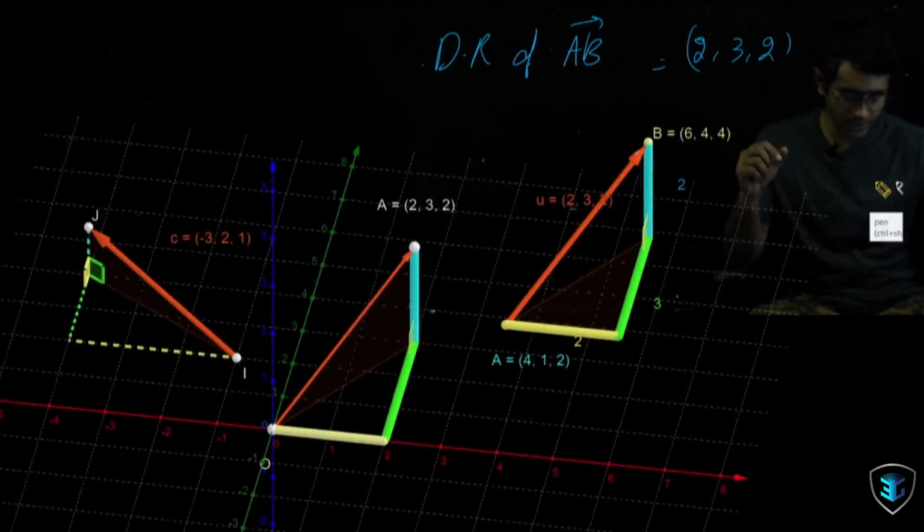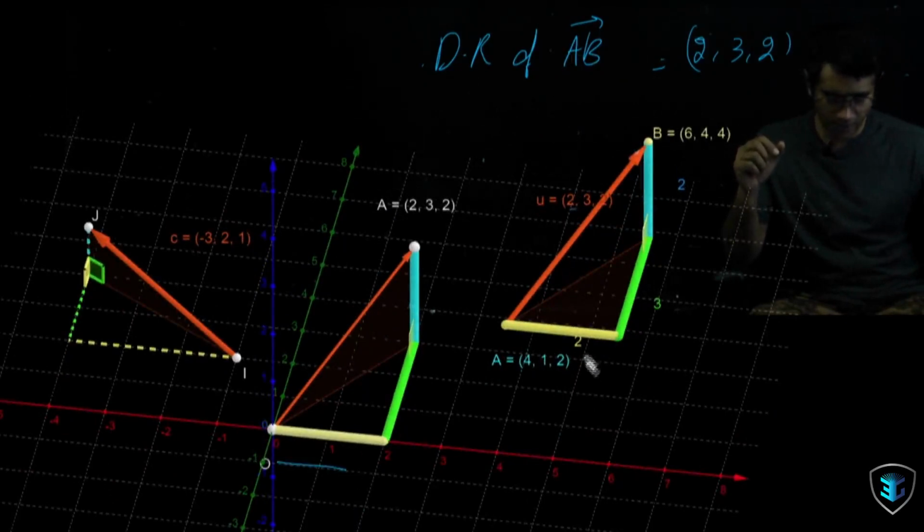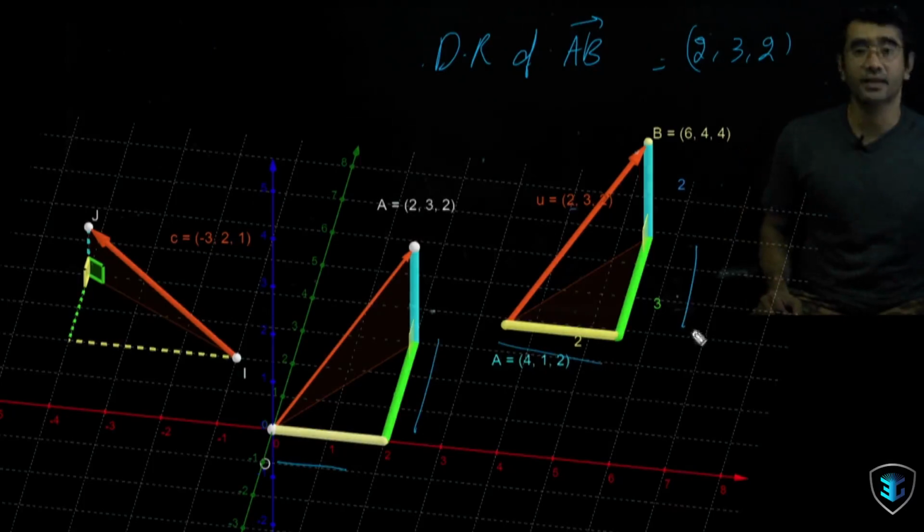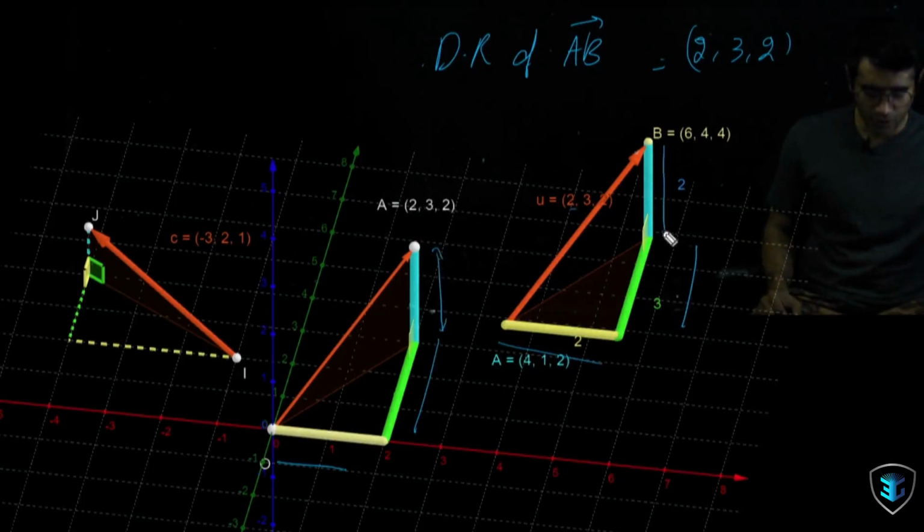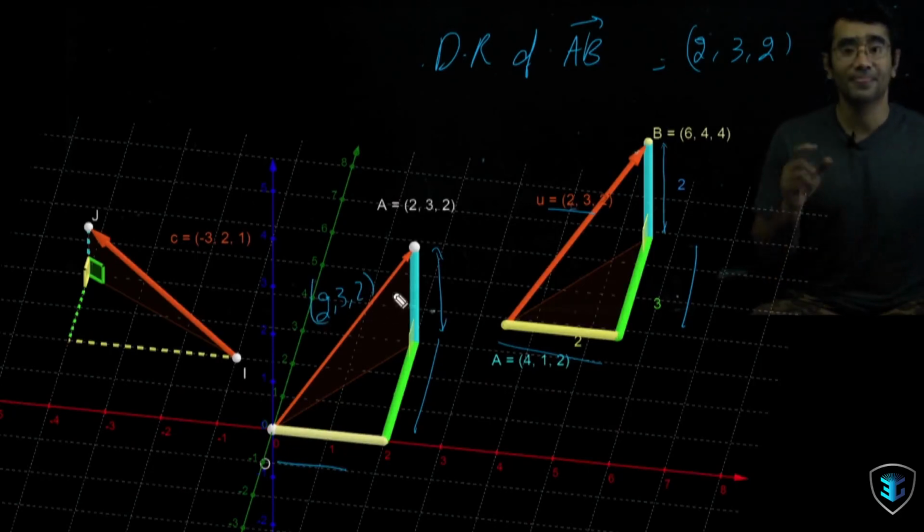Because it traveled the same distance. It traveled 2 units here, it traveled 2 units here. Then it traveled 3 units like that, it traveled 3 units like that. Then it had to go up with 2 units, and it also went up with 2 units. So it means these two vectors have the same direction ratios, 2, 3, 2. Yes, this makes these two vectors equal vectors or parallel vectors. All right, keep that in mind.